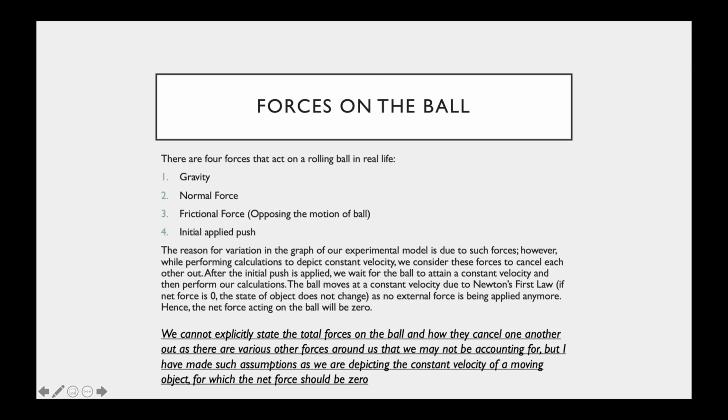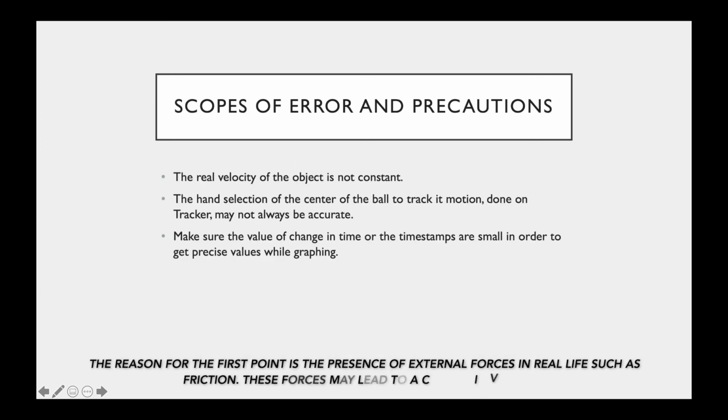After the initial push is applied, we wait for the ball to attain a constant velocity and then perform our calculations. The ball moves at a constant velocity due to Newton's first law, as no external force is being applied anymore. Hence, the net force acting on the ball will be 0. Note, we cannot explicitly state the total forces on the ball and how they cancel one another out, but I have made such assumptions as we are depicting the constant velocity of a moving object for which the net force should be 0.